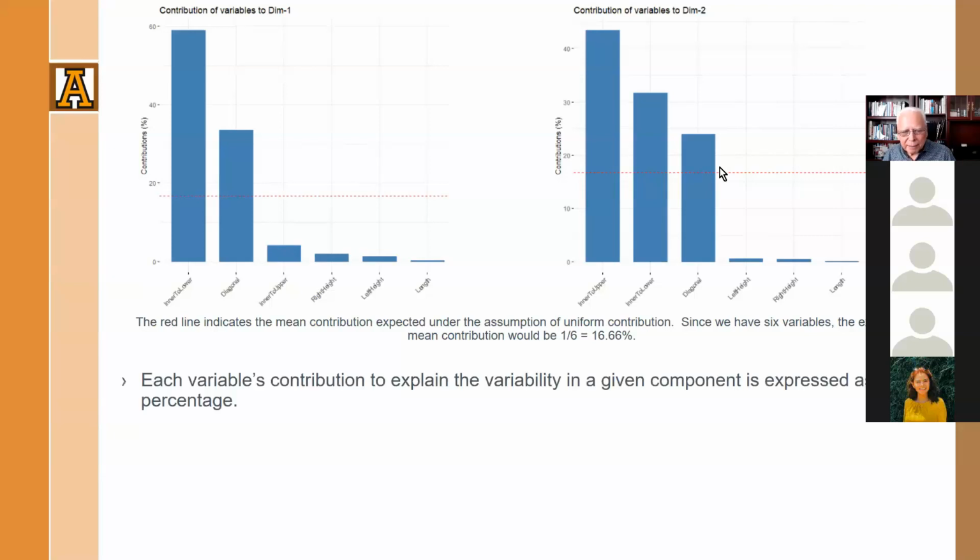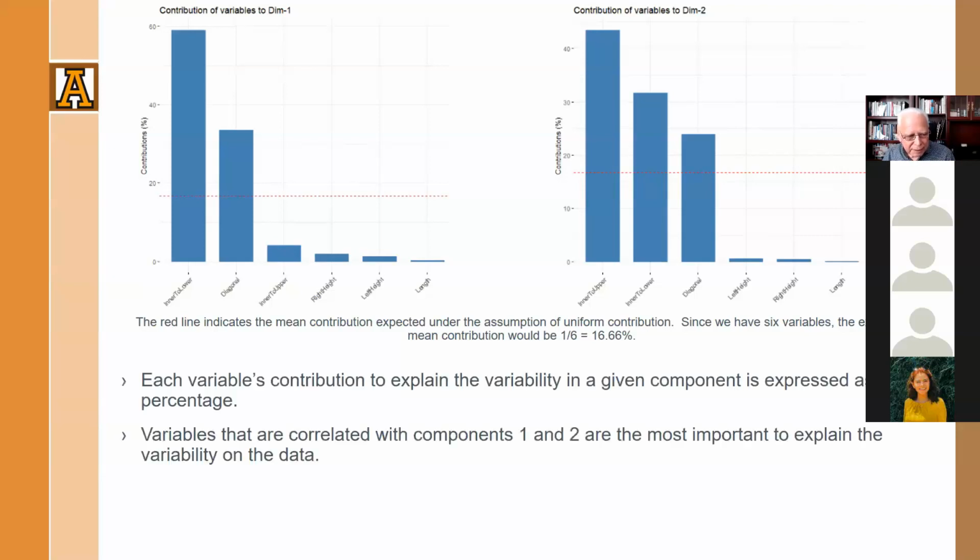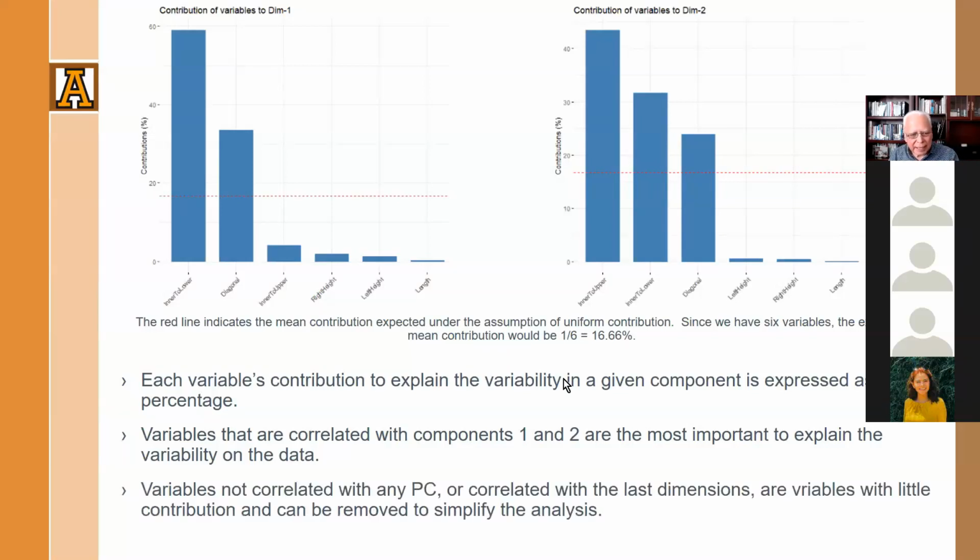And now it's the same thing here. Each variable's contribution is expressed as a percentage, and the variables correlated with components 1 and 2 are the most important to explain the variability of the data. We've seen that before. And the variables not correlated with a principal component, or correlated with the last dimensions, are variables with little contribution. So these variables here have very little contribution to the first two components individually.